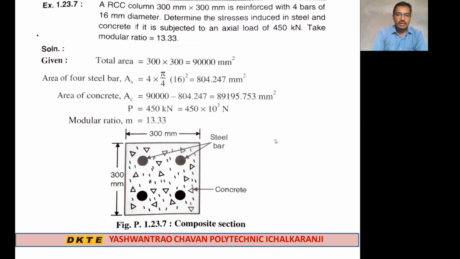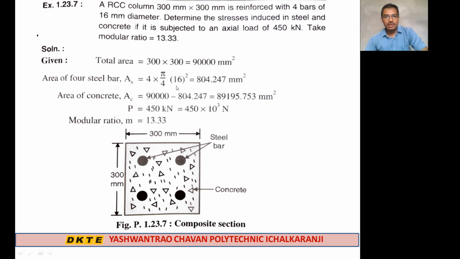Again, there is a problem of a column which is generally used in construction. An RCC column of 300 by 300 millimeter is reinforced with 4 bars of 16 millimeter diameter. Determine the stresses induced in steel and concrete if it is subjected to an axial load of 450 kilonewton. Take modular ratio equal to 13.33. Here the new word is modular ratio. Modular ratio is nothing but the ratio of Young's modulus of two materials.